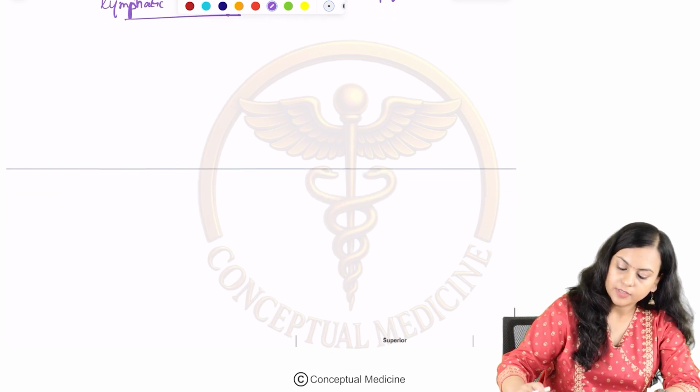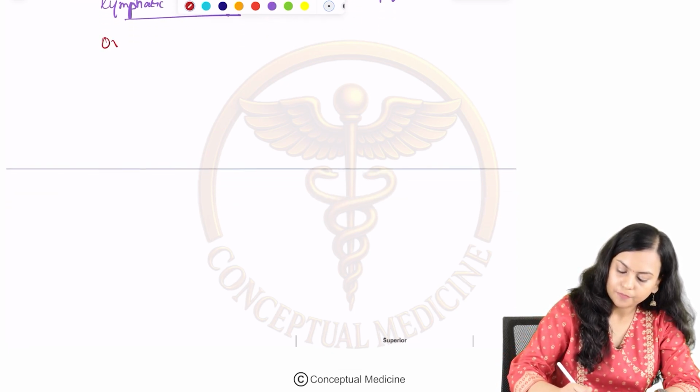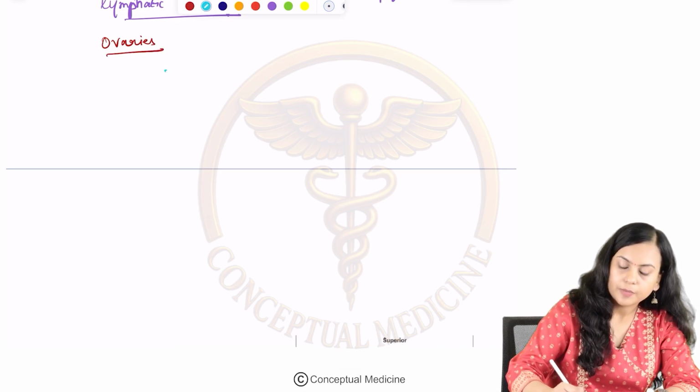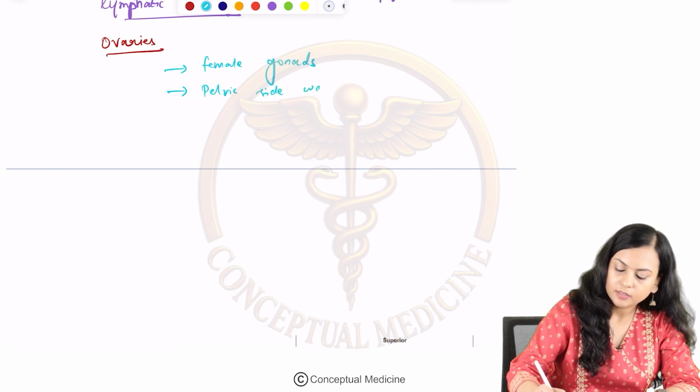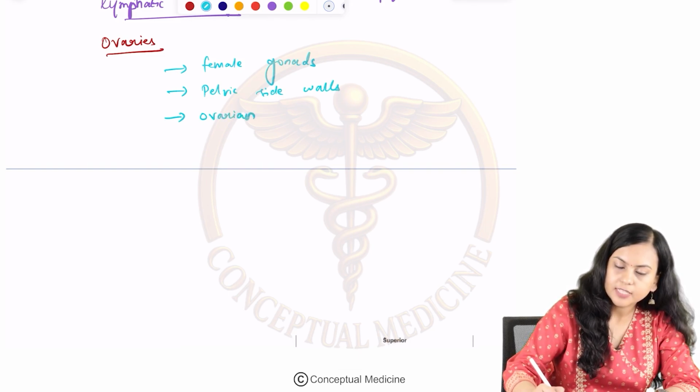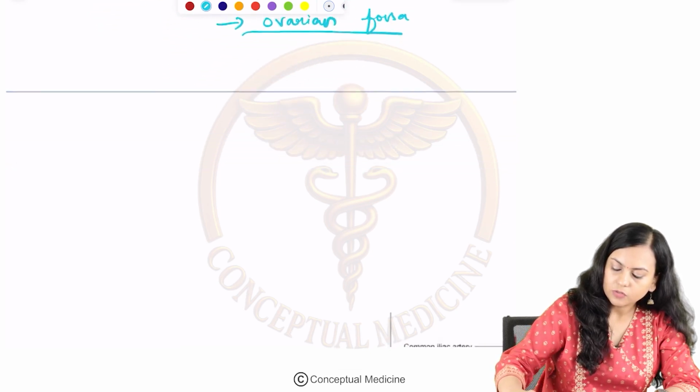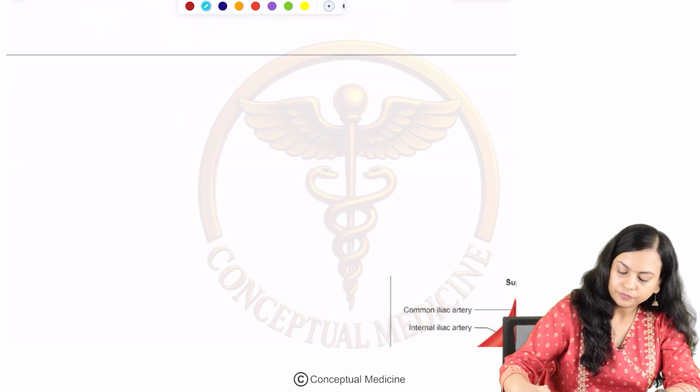Okay. Now we will see about ovaries. Ovaries are the female gonads, analogous to testes. These are located in the pelvic side walls, and the specific location of ovaries in the pelvic side walls is the ovarian fossa. We have to know the boundaries of ovarian fossa.